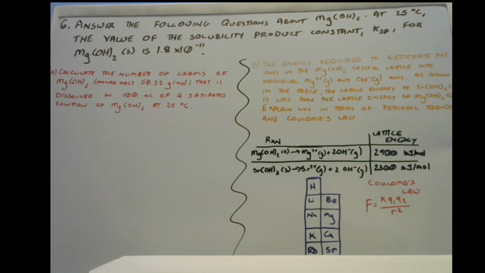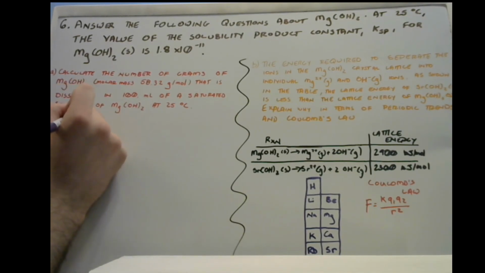calculate the number of grams of magnesium hydroxide (molar mass 58.32 grams per mole) that is dissolved in 100 milliliters of saturated solution of magnesium hydroxide at 25 degrees Celsius. All right, so we want to know how many grams we have in 100 milliliters. So this seems like it's a pretty simple unit conversion problem. So let's just start there.